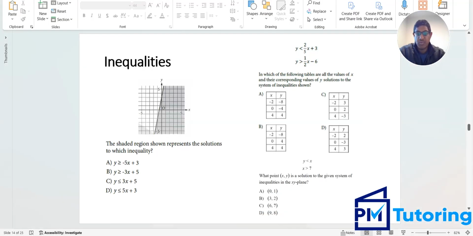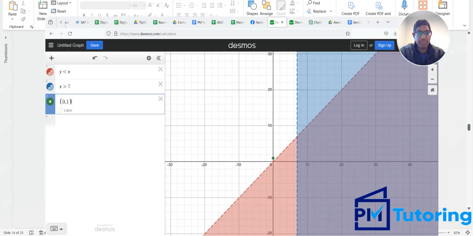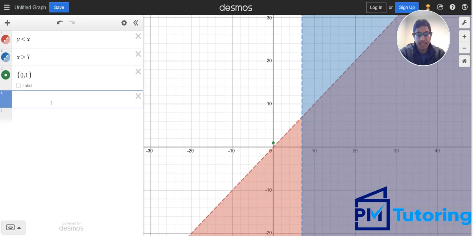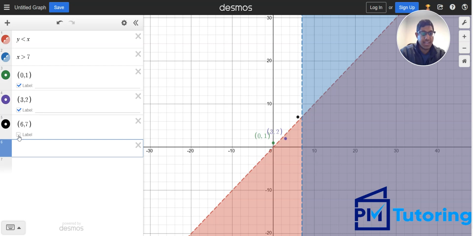And then they give us some points. So 0, 1. Let's throw the point 0, 1 in. And that's definitely not there. And we have 3, 2. That's under the red region, but not the double shaded region. If we're doing multiple points, we can click this label button just to remember which point was which. And we got 6, 7. Nope, that's just outside of either region.